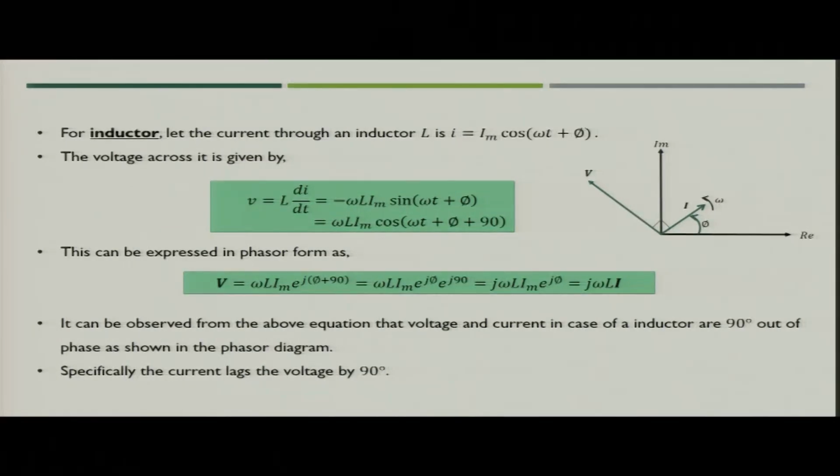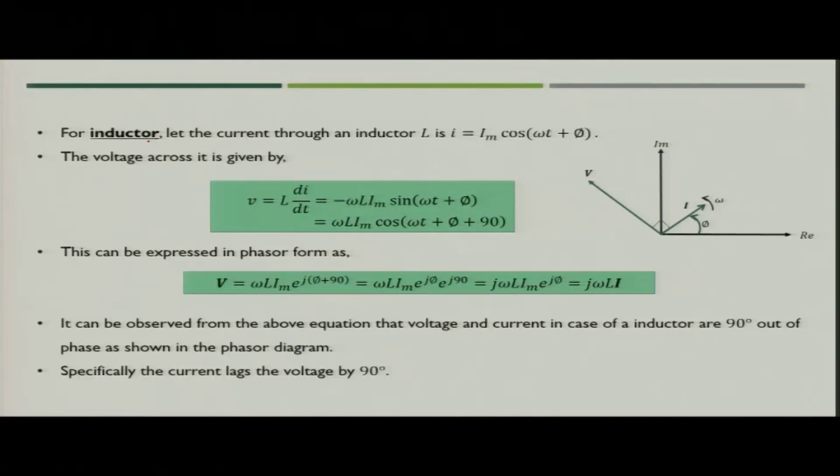So, for inductor, let us assume that the current is I equal to I m cos omega t plus phi. So, let us see the performance of inductor voltage and current with respect to phasor in the inductor. Let us say the current in the inductor is I equal to I m cos omega t plus phi. As we know, the voltage across the inductor can be defined as L di by dt.